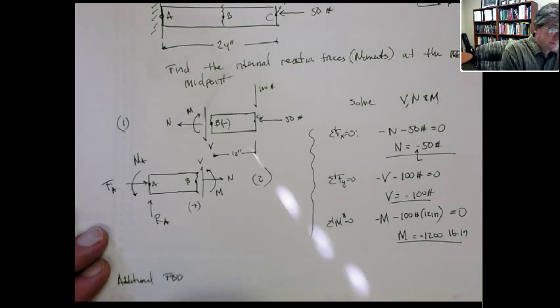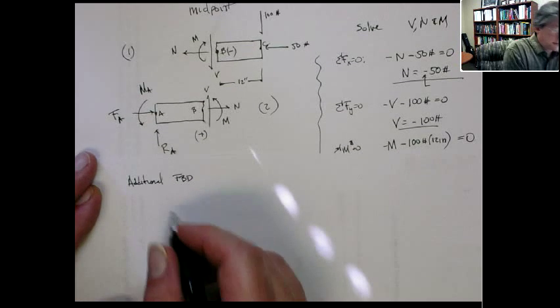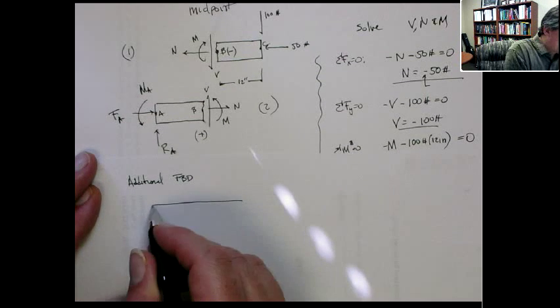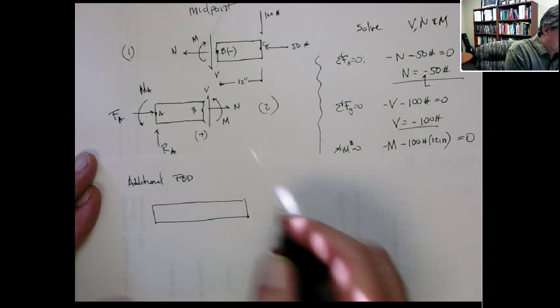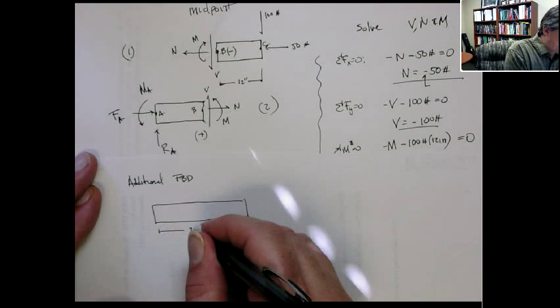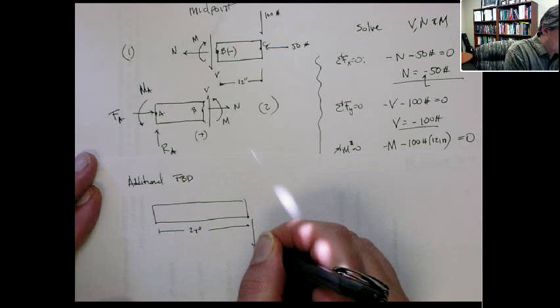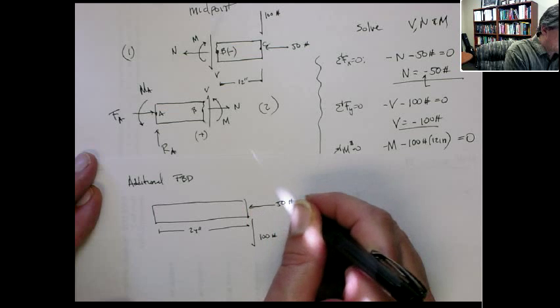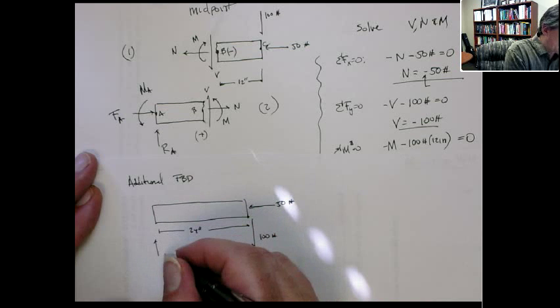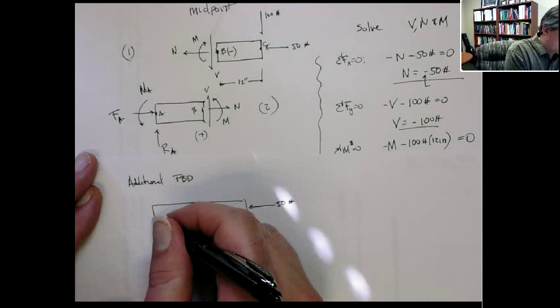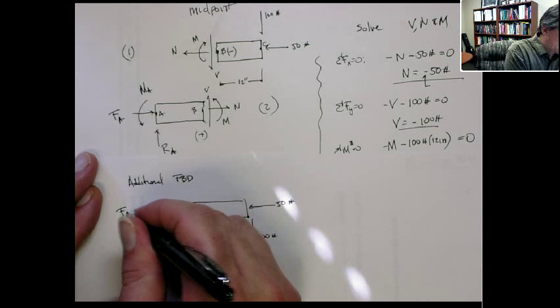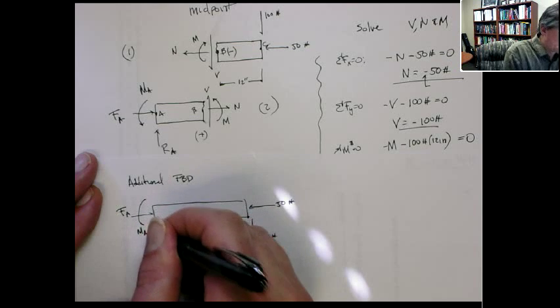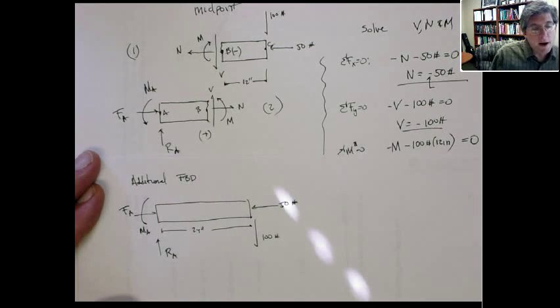Of the entire system. It's like an auxiliary. Right? So here's the complete structure. So this is 24 inches to here, 100 pounds down, 50 pounds here, and then we have unknown reaction forces, RA, FA, and MA. So they're external, so I drew them all in their positive senses. Positive Y, positive X, and then positive Y, positive Z.